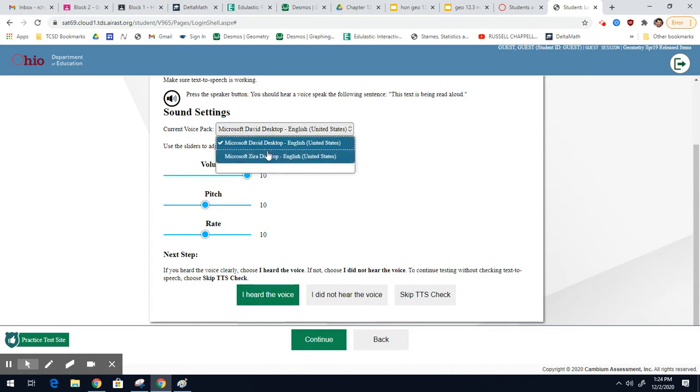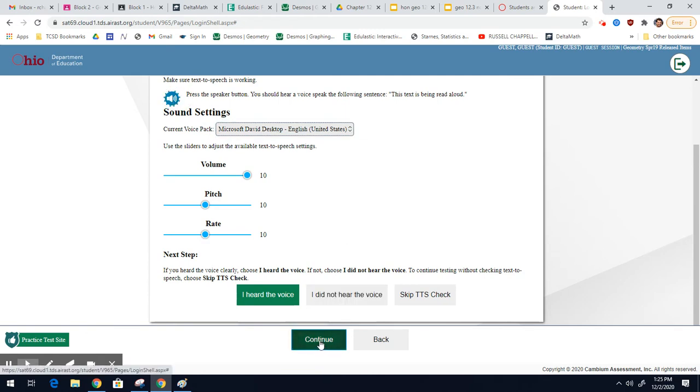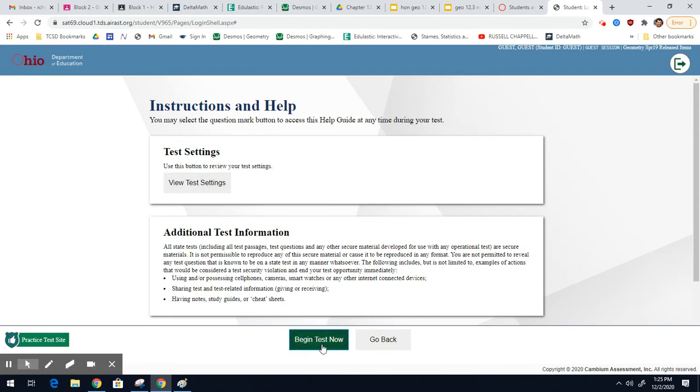Oh, notice you can pick 0 too. Let's see here, 0. This text is being read aloud. So it depends on who you care about, right? This text is being read aloud. I think I'll listen to David. No offense to 0. Okay, I'm gonna click continue and then begin test now.